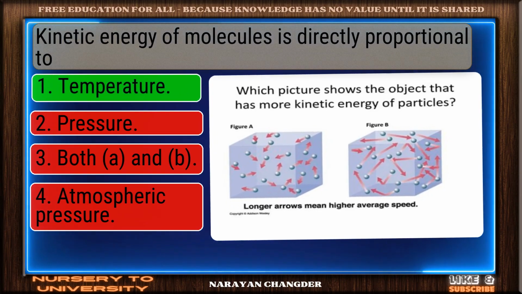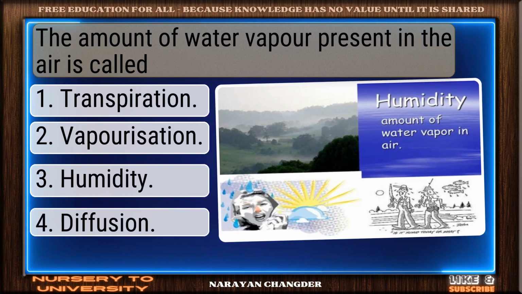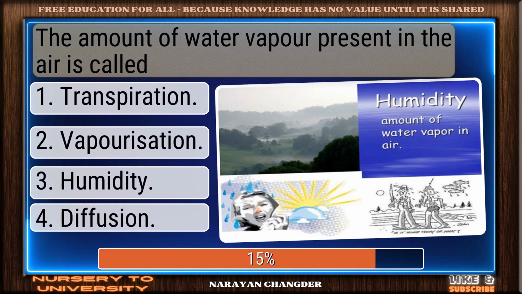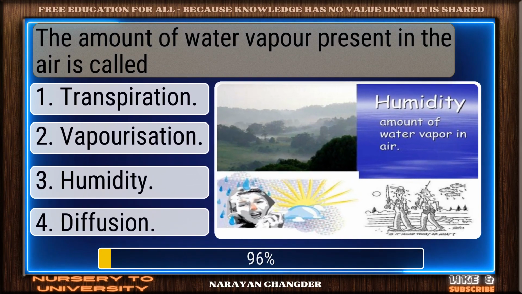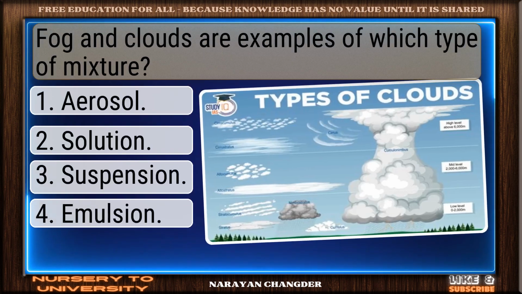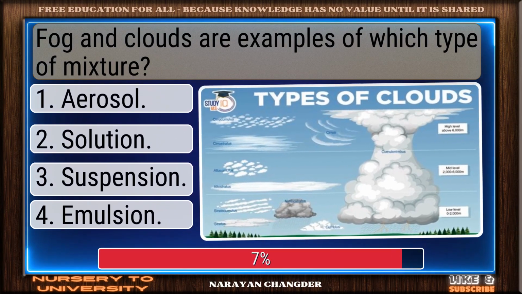Excellent. Temperature is a brilliant choice. Question number 51. The amount of water vapor present in the air is called. Correct. Humidity is the right answer. Question number 52. Fog and clouds are examples of which type of mixture?